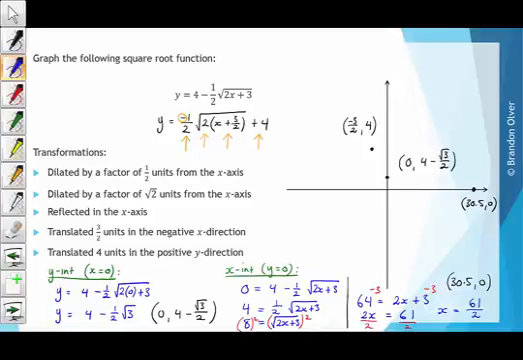Putting our square root function through these points, that is the graph of y equals 4 minus 1/2 times the square root of 2x plus 3.